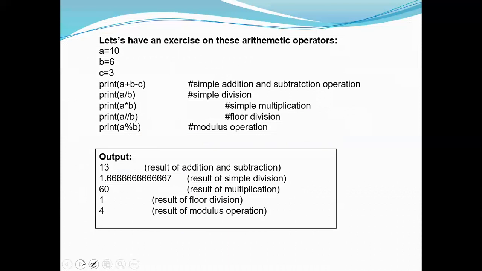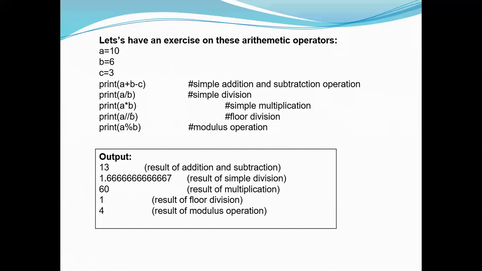Similarly, if I say a divide b, that is 10 divided by 6, it will give me 1.66667. Python will be giving more precise results because it has enough storage and processing capacity. So it will give more precise results. You will get this much huge fractional part. So it is saying that Python is more precise.